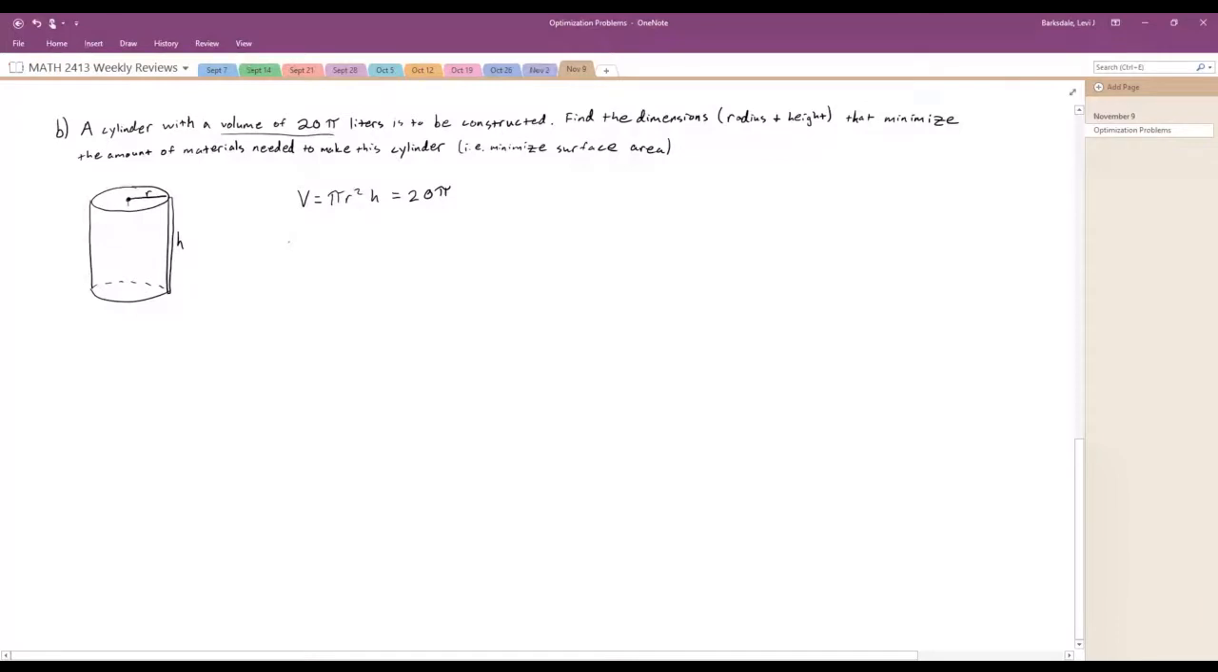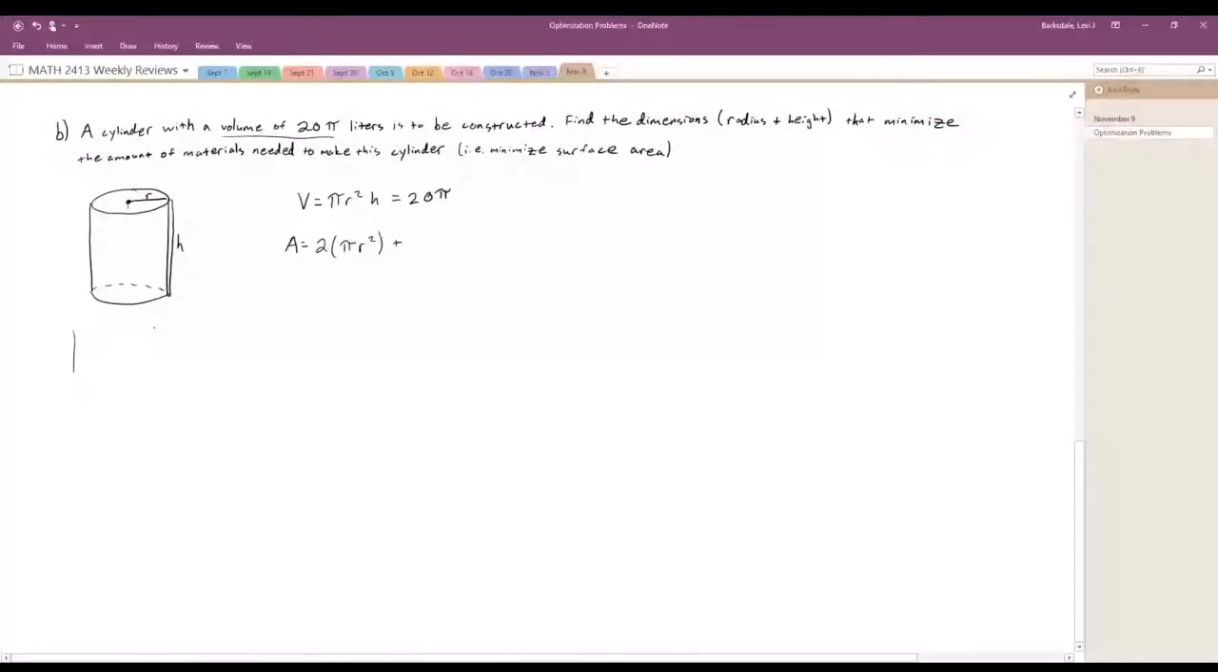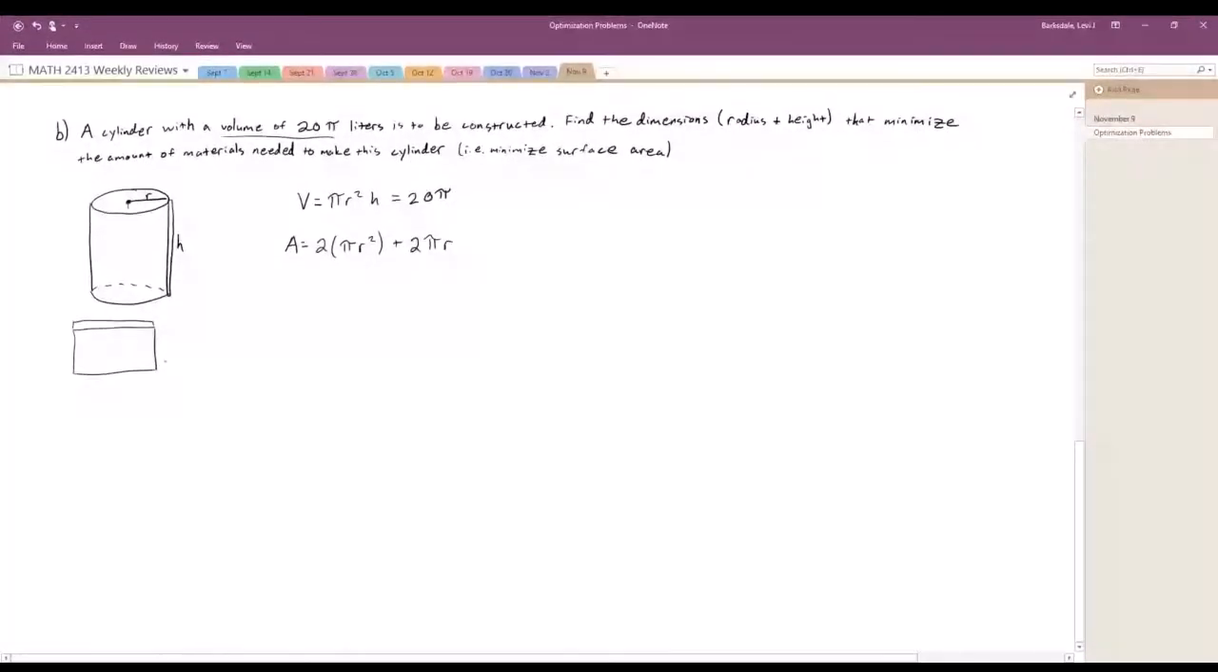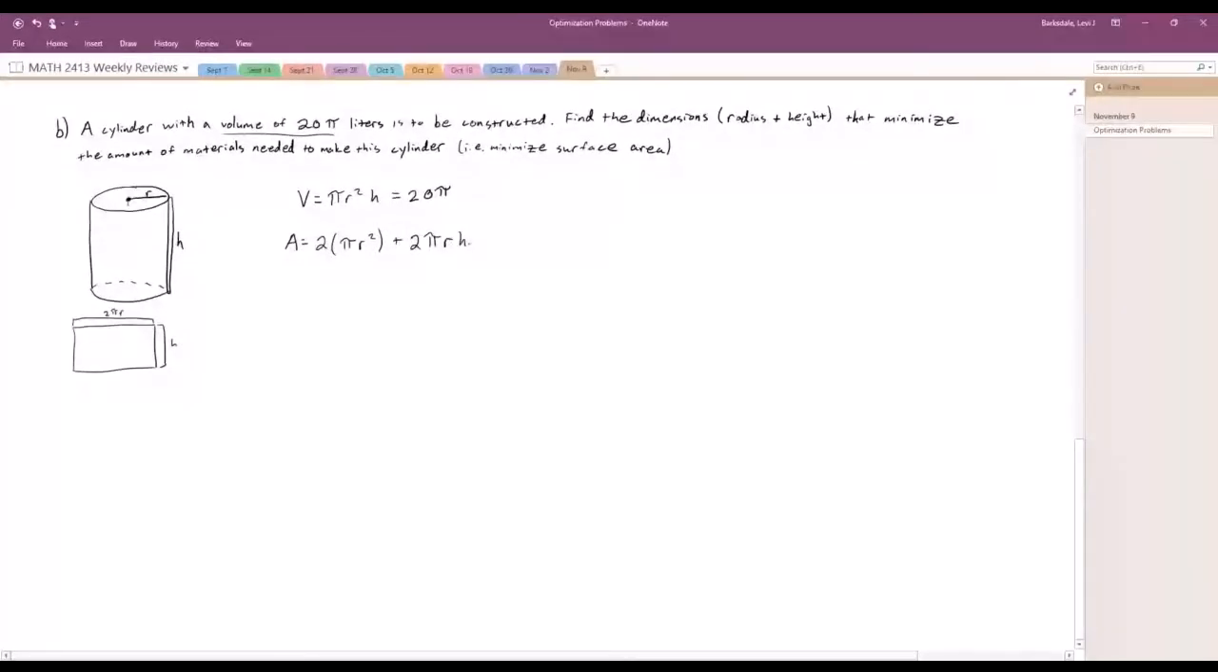So the surface area of the cylinder, I'll write it A, is equal to the area of the top circle plus the area of the bottom circle, so that's 2 times pi r squared, plus the area of this outside shape, the outside curve. The area of the outside curve is the circumference of the circle multiplied by the height. You can think about unrolling it into a big rectangle, where this part here is the circumference of the circle, which is 2 pi r, and this height here is just the height of our cylinder. So 2 pi r h, and that is the surface area.